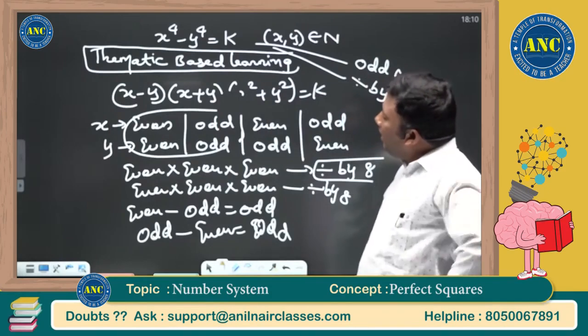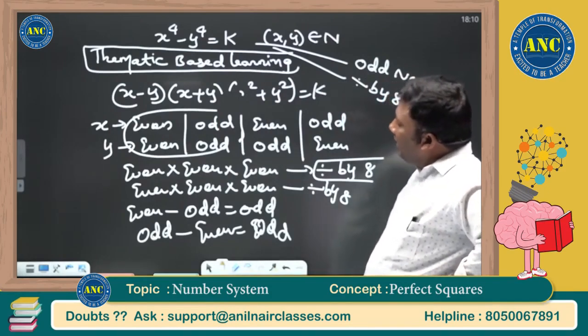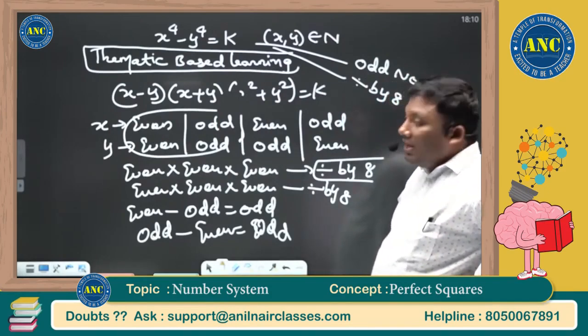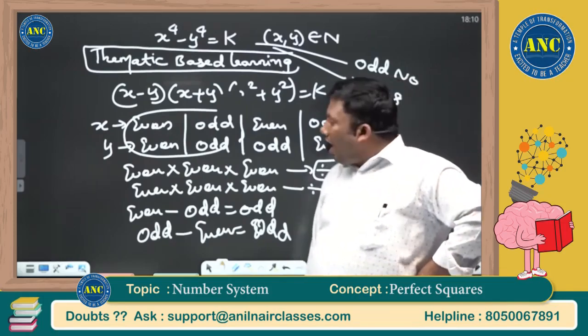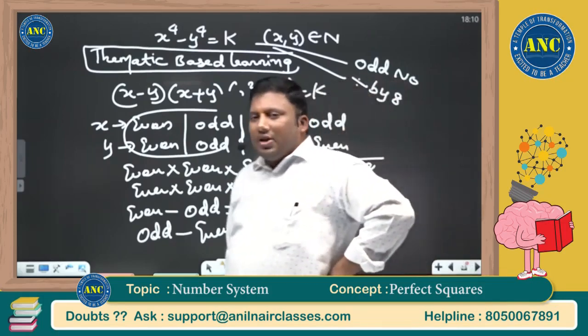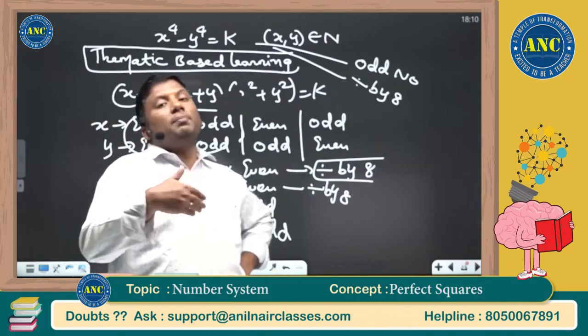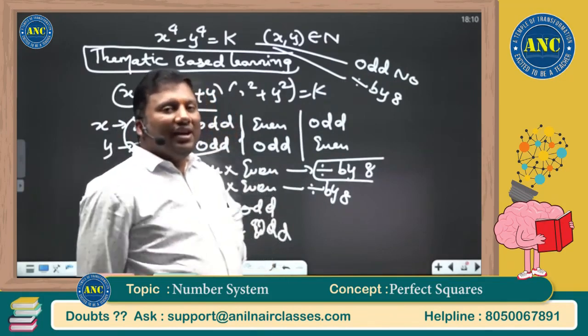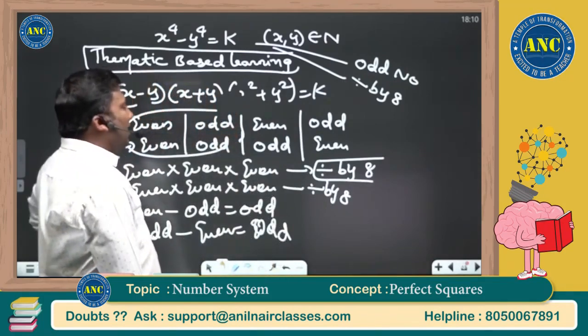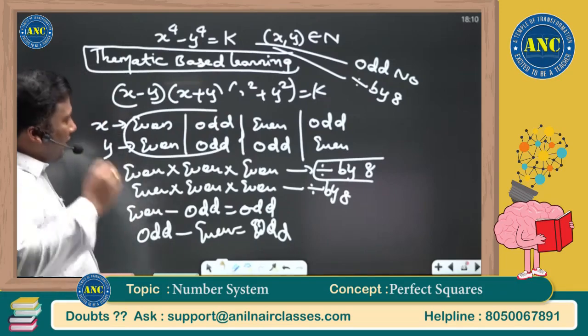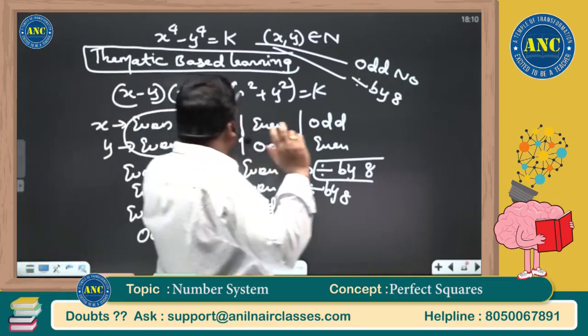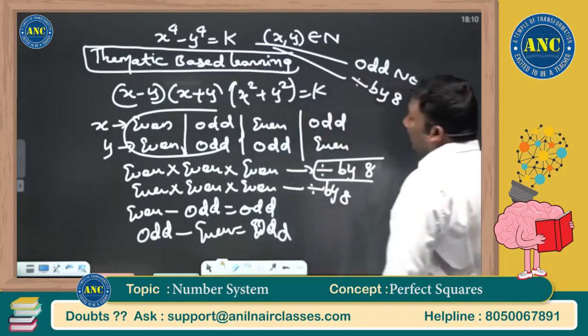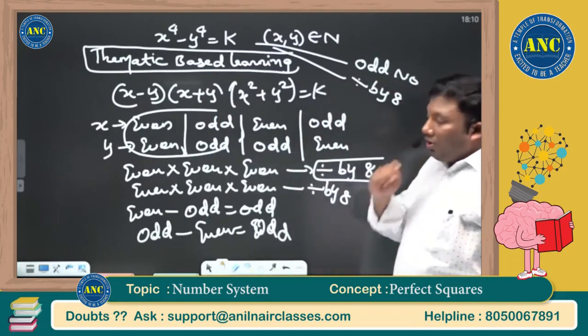X power 4 minus Y power 4 is equivalent to K. X is even, Y is even. Even minus even, even. Odd minus odd, even. So even minus even, even plus even, even. Even into even. Right hand side should be divisible by 8. I hope the idea is clear. Now we will conclude.